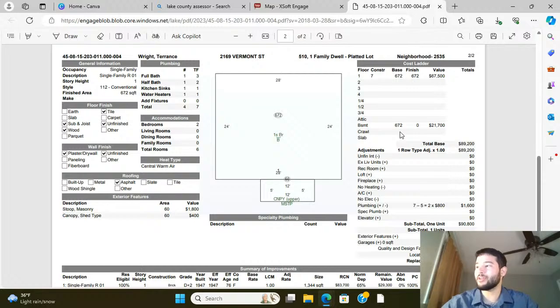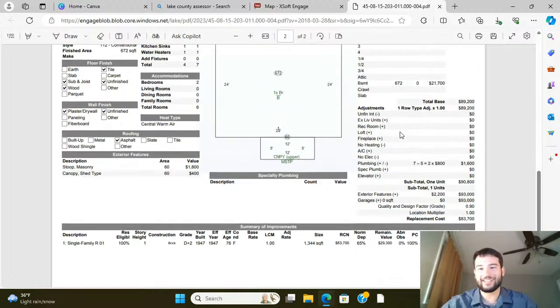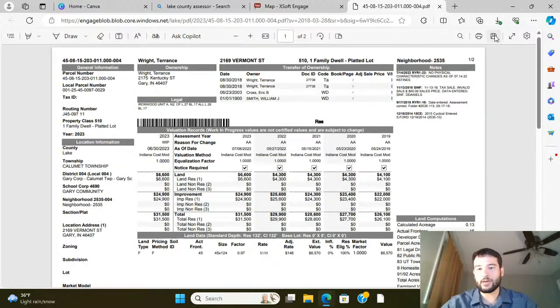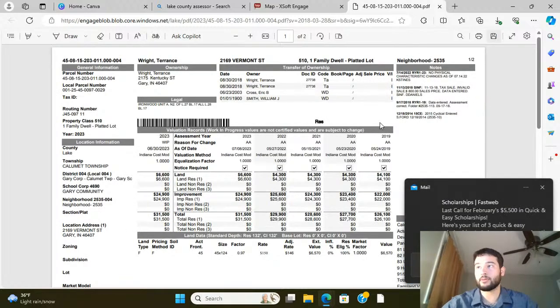Okay, so there you go. Google Earth property card. All right, and we're going to download this because that property card is going to help us to be able to do some comps here in a little bit.